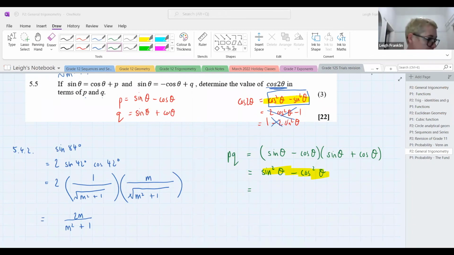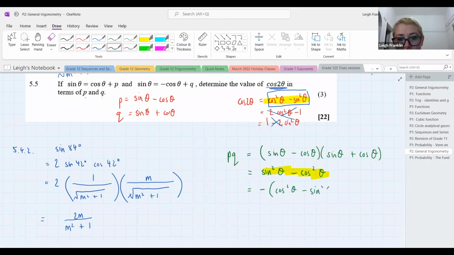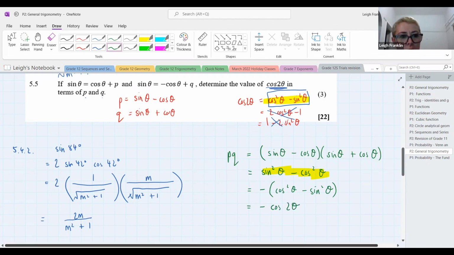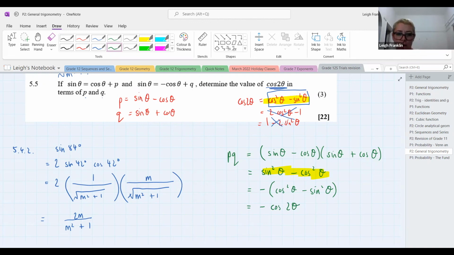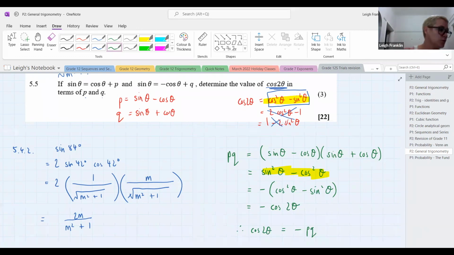Okay, so if you take out a negative, you're going to end up with cos squared theta minus sine squared theta. All right, and if we look at our formula sheet, we know that cos squared theta minus sine squared theta is cos 2 theta. So this has to be minus cos 2 theta. Okay, so in terms of P and Q, minus cos 2 theta is equal to PQ. So therefore, cos 2 theta has to be equal to negative PQ. Okay, does that make sense to everybody?